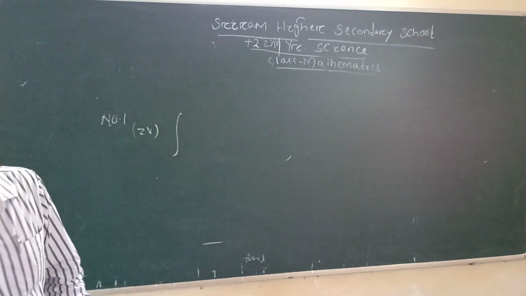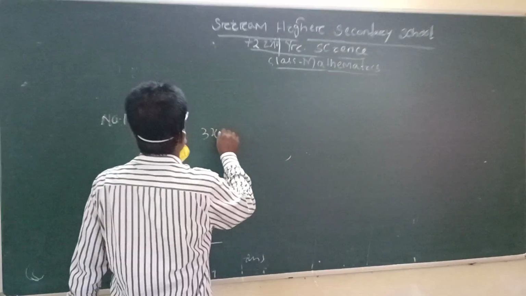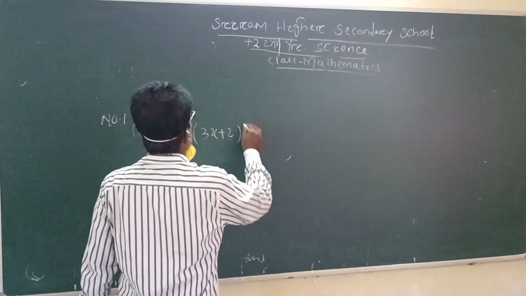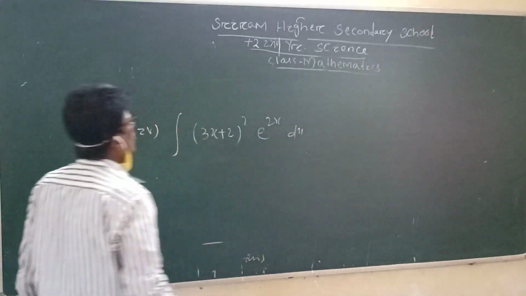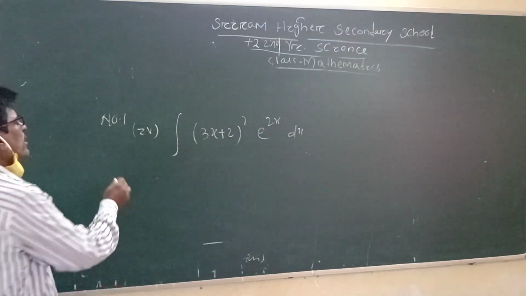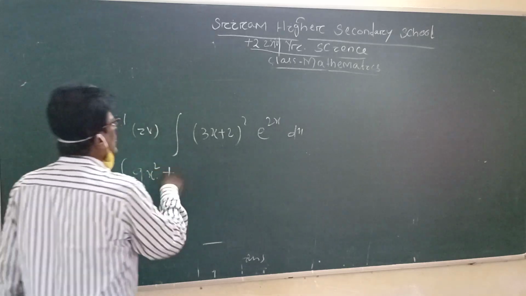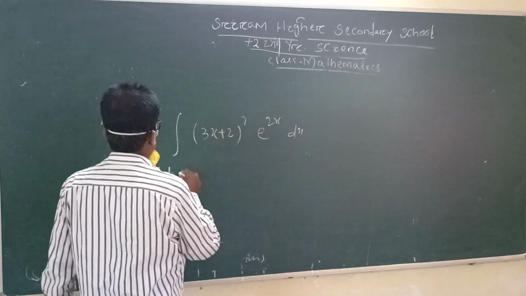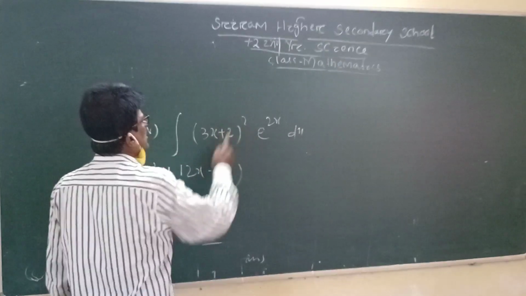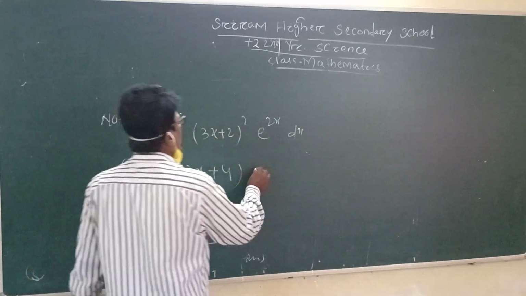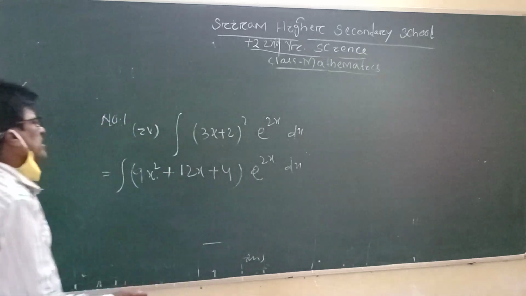Integrating (3x plus 2) whole square e to 2x dx. You look how to solve this problem. (3x) square, that is 9x square plus 12x plus 4, because (a plus b) whole square, you can use this formula, and e to 2x dx. You look how to solve this.